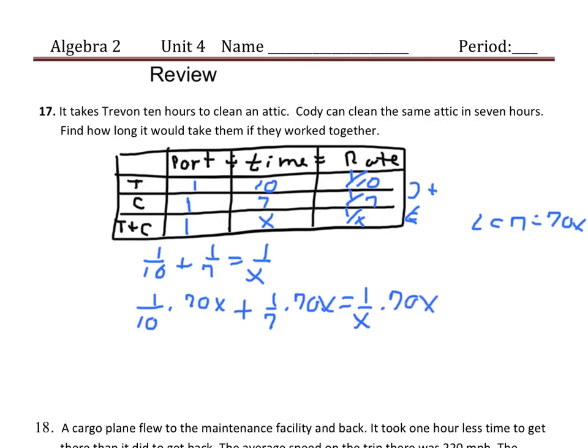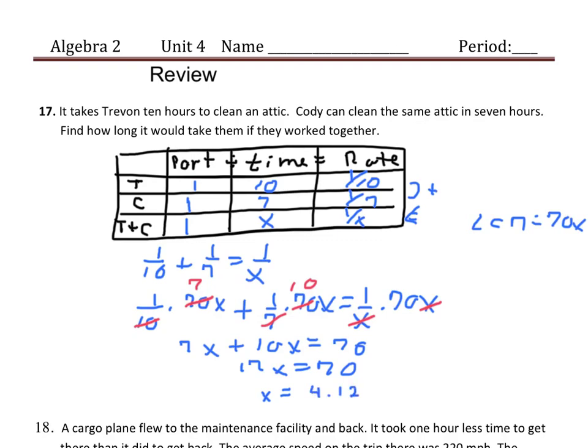Now, simplifying here, I can see 10 goes into 70 7 times, 7 goes into 70 10 times, and the x's divide out. So that gives me 7x plus 10x equaling 70, or 17x equals 70. What does this mean? Well, that means x is equal to 4.12. So what does this mean?